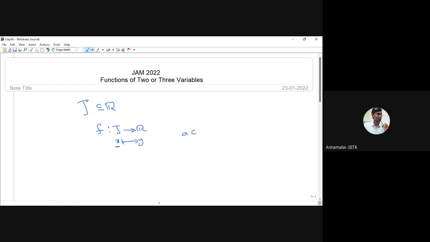Suppose you have any point a in J. Suppose the function is not defined at the point a. Okay, so we can talk about the limit of a function at a point. So more generally, the function may not be defined at the point a, but a is an element of J. Then what is the limit of the function at a? Okay, so for single variables, we talk about the limit as x goes to a of f of x, whether it exists or not.